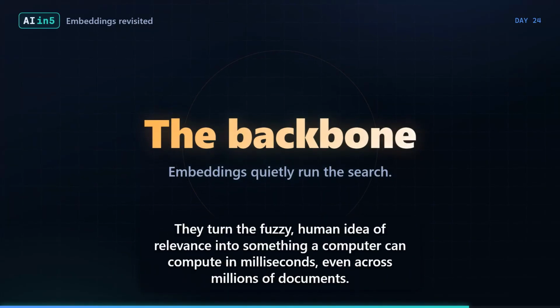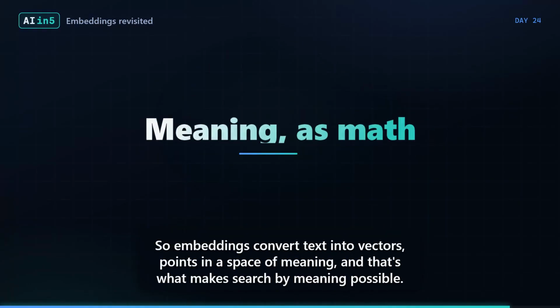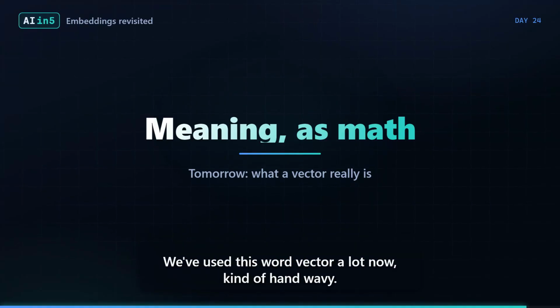So embeddings are the quiet backbone of retrieval. They turn the fuzzy, human idea of relevance into something a computer can compute in milliseconds, even across millions of documents. You almost never see them directly, but every time a RAG system seems to just understand your question, embeddings are doing the heavy lifting underneath. So embeddings convert text into vectors, points in a space of meaning, and that's what makes search by meaning possible.